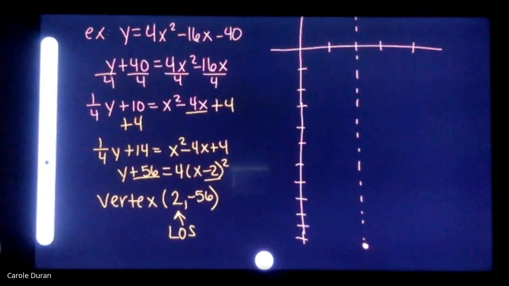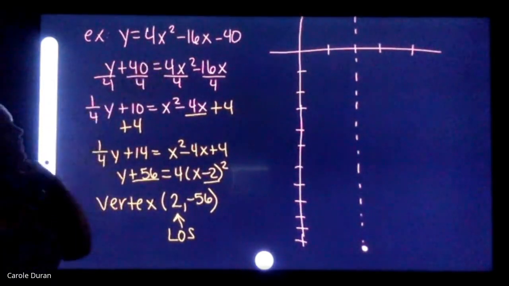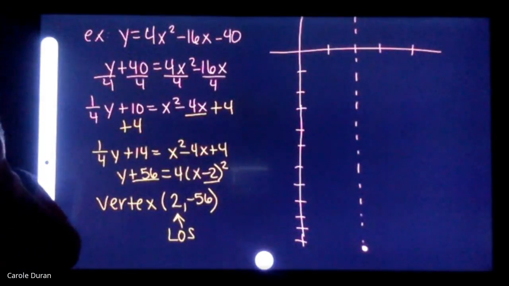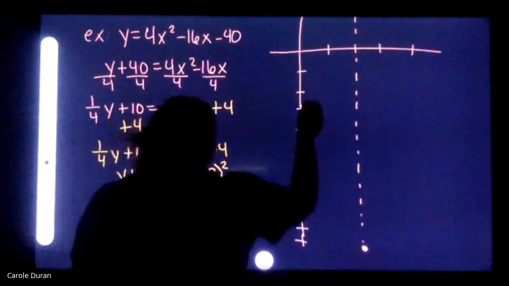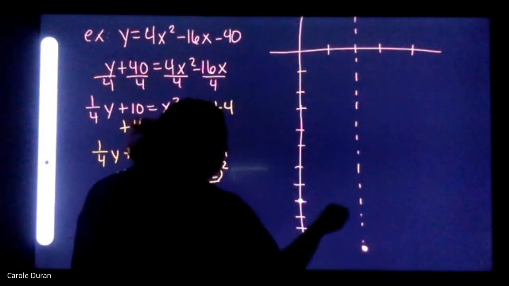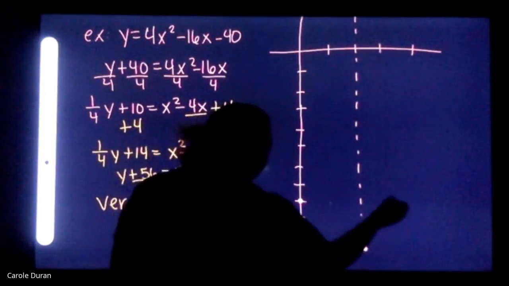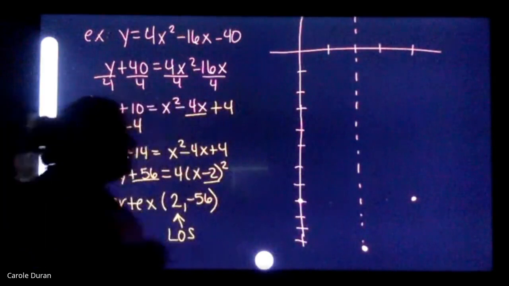I also already know another point from my graph, right? Because I was given the original equation, I know what the y-intercept is, and it's negative 40. So I go to negative 40, and I go ahead and put a dot. I also find its match on the other side of my line of symmetry, which gives me 3 points.